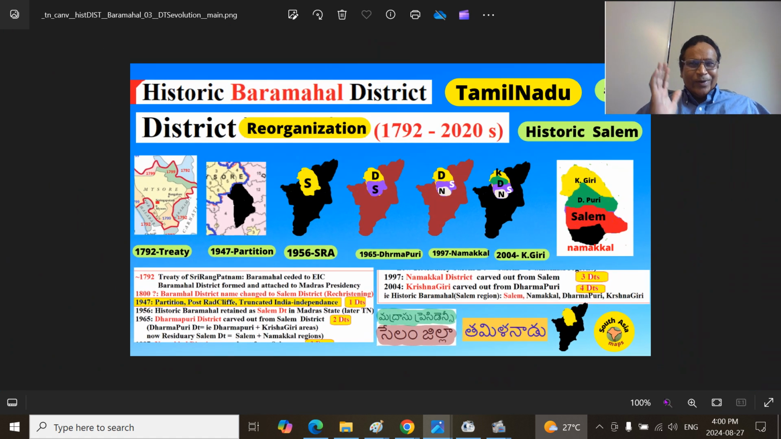spatio-temporal reorganization of Madras, starting with the 1792 treaty after the defeat of Islamic Ghazi Tipu Sultan by the combined allies, the Nizam and the British and the Marathas and the Arcot Nawab.